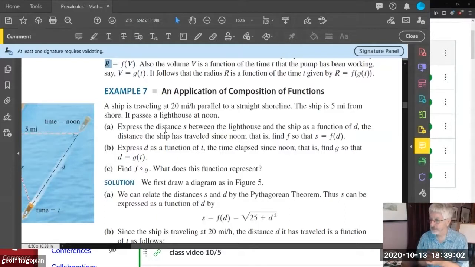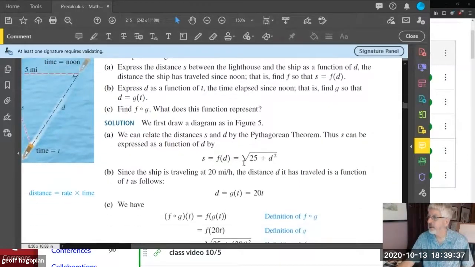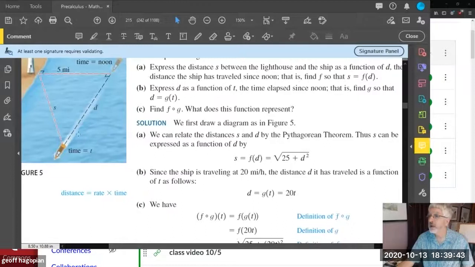At noon. So we want to express the distance s between the lighthouse and the ship as a function of d, the distance the ship has traveled since noon. That is, find s, the distance between the lighthouse and the ship, as a function of d, the distance the ship has traveled. Okay, and then we want to express d as a function of t, the time elapsed since noon, and then we want to compose those to get s as a function of t. And for the distance, we need to draw a diagram.